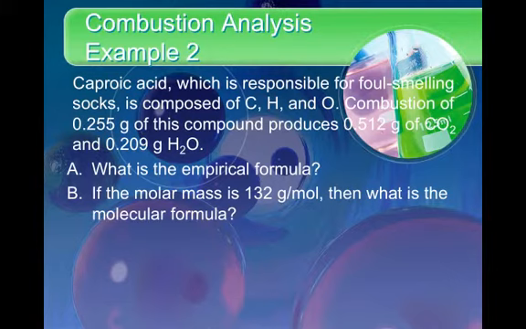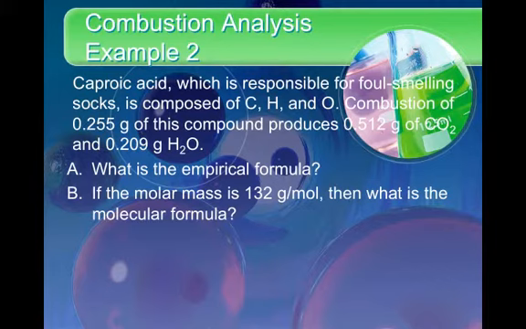So to read the problem, it says caproic acid, which is responsible for foul-smelling socks, is composed of carbon, hydrogen, and oxygen, but we don't know what the ratio is. So combustion of 0.255 grams of this compound produces 0.512 grams of carbon dioxide and 0.209 grams of H2O. So we need to, first of all, A, find its empirical formula, and B, we have to use the molar mass to decide if the empirical formula is what we have or if we have a molecular formula.